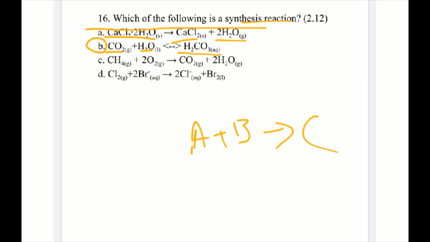This is a combustion reaction, so it's out. And this one is single displacement because we have charges being transferred. So Cl would be gaining electrons, and bromine would be losing electrons. And yeah, it's not D, and B is our answer.